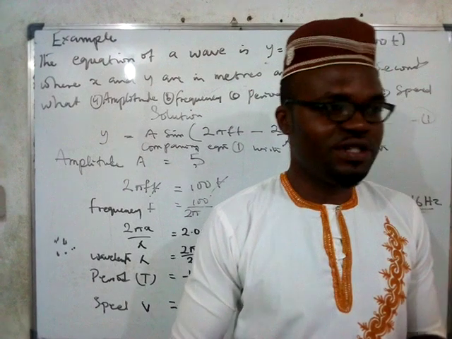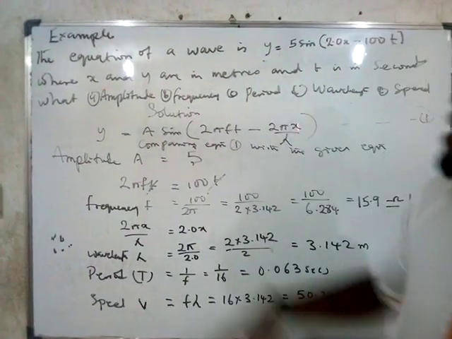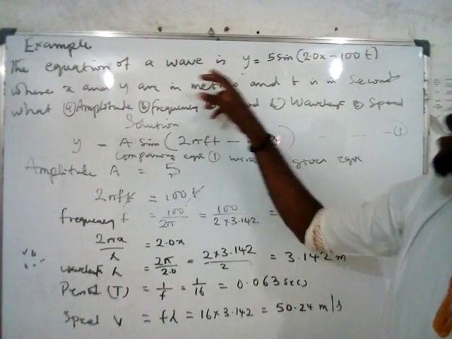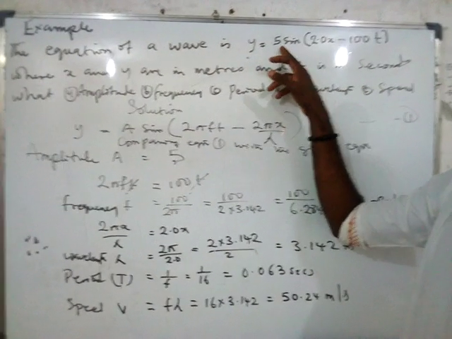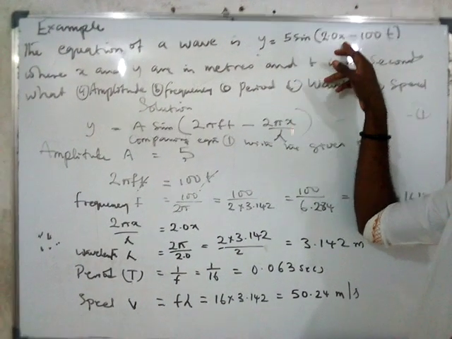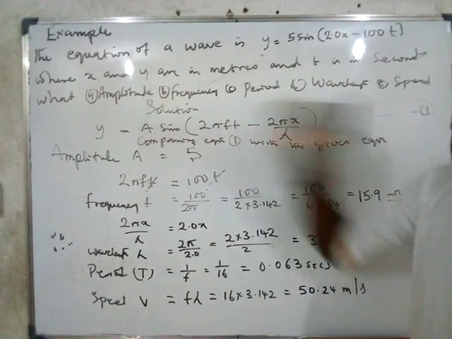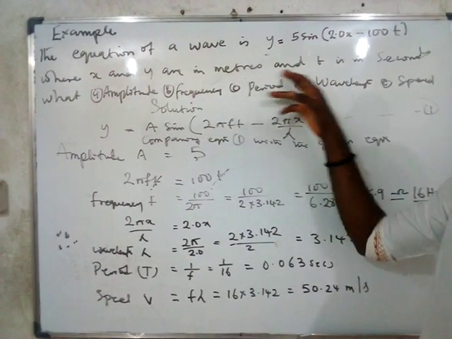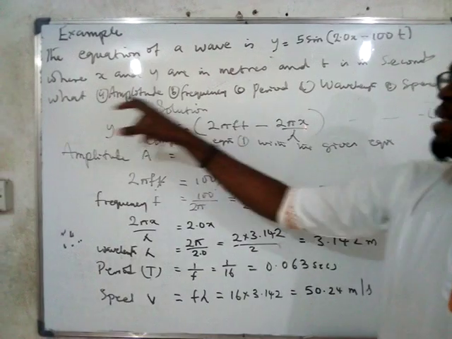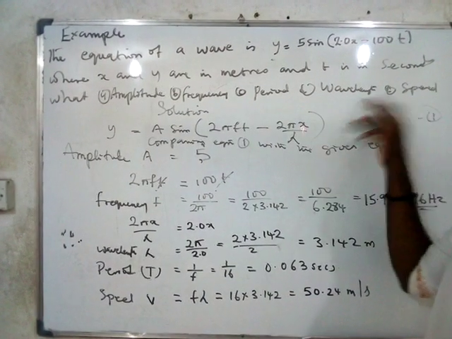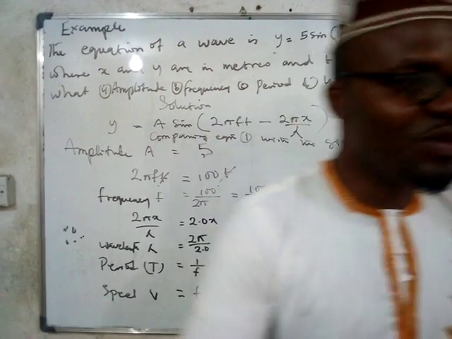Calculations in wave motion. Now we are given this: the equation of a wave is given as y = 5 sin(2.0x - 100t), where x and y are in meters and t is in seconds. What is the amplitude, frequency, period, wavelength, and speed? How do we go about this?